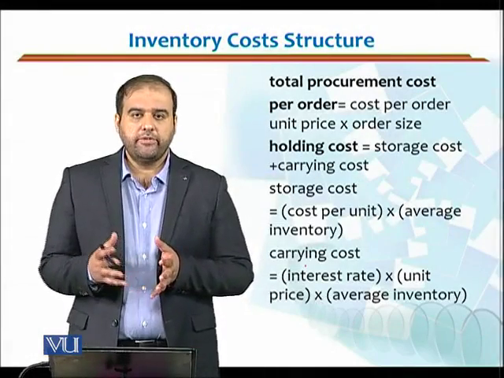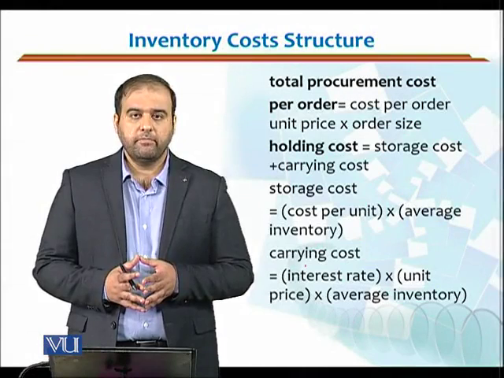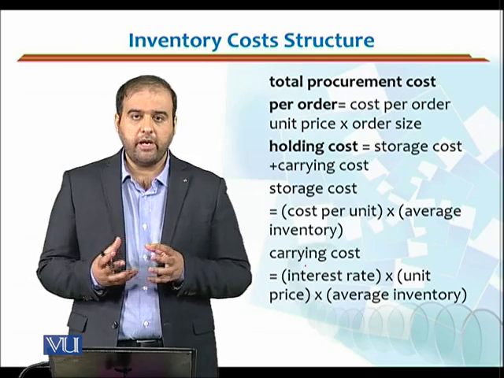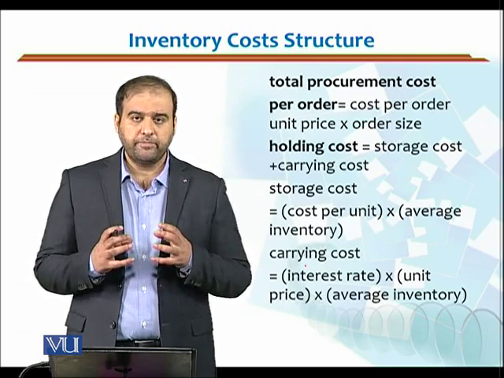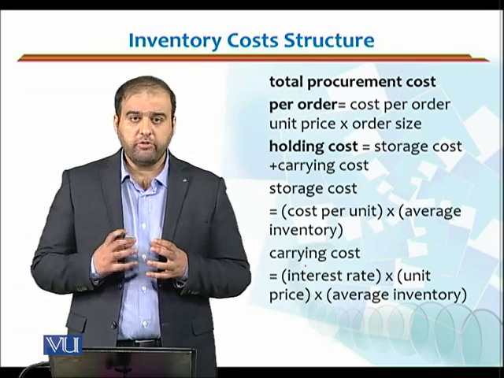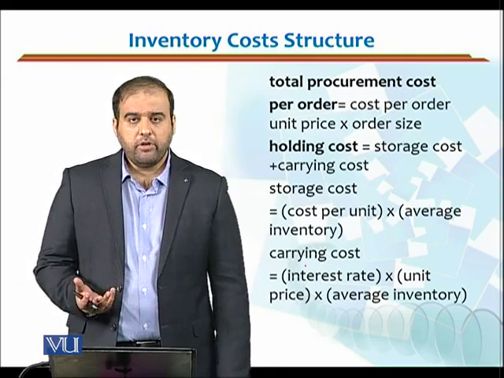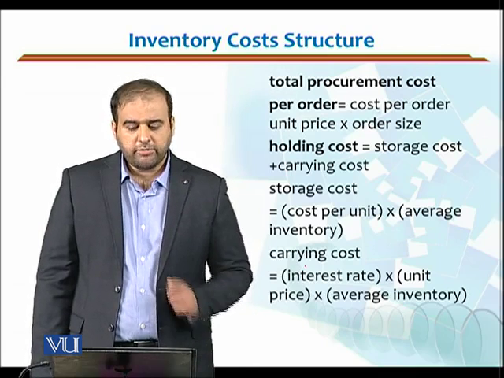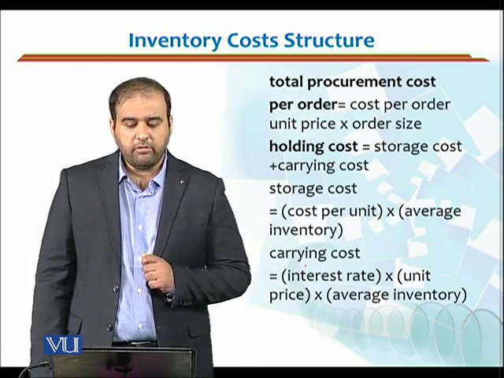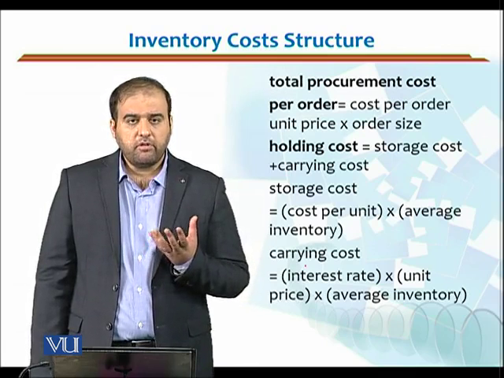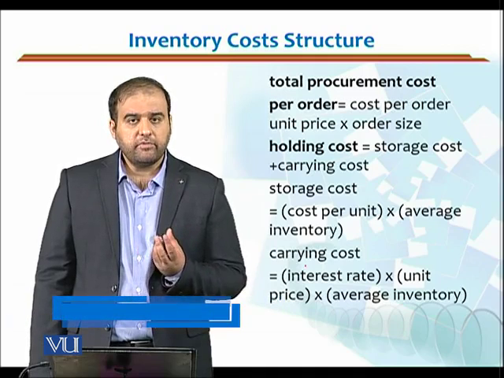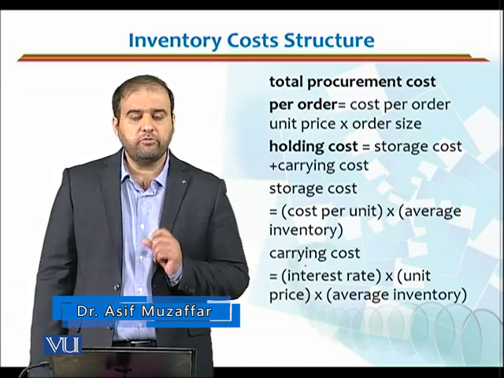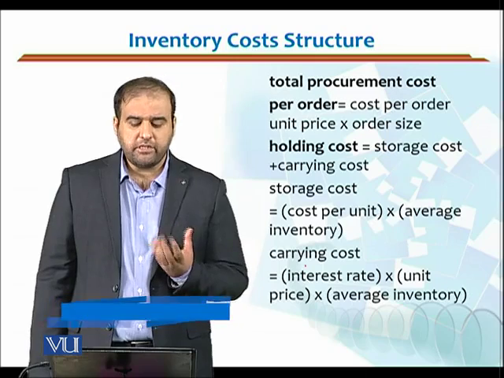Now let us operationalize different types of inventory costs. How do these costs actually correspond to different values, and how would you compute those costs? First of all, there would be a total procurement cost. That is the cost per order, unit price multiplied by the order size. The cost per order multiplied by the total order size will give you the total procurement cost. You can call it the purchasing cost.